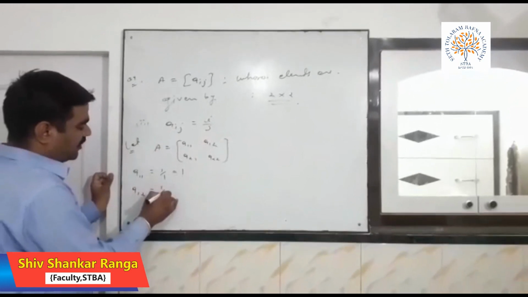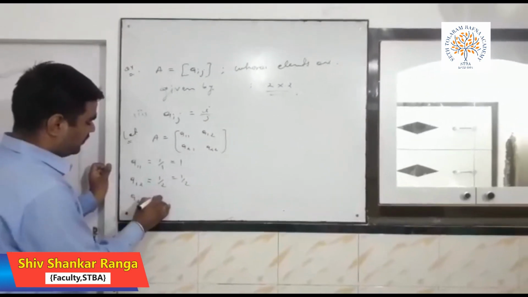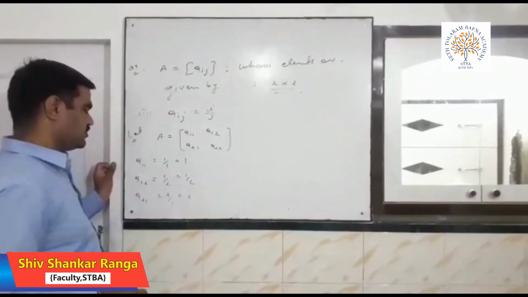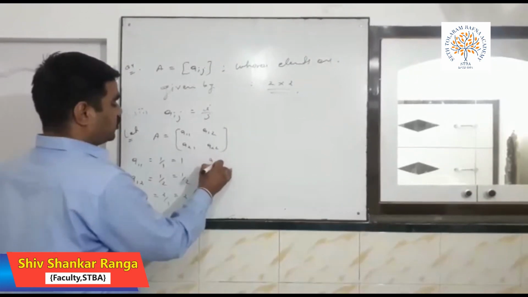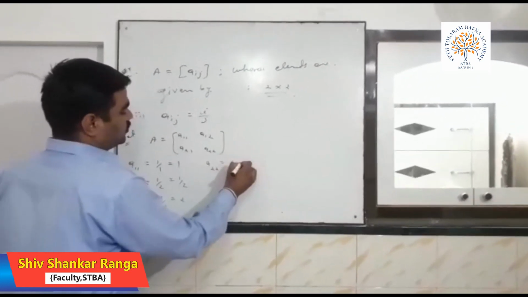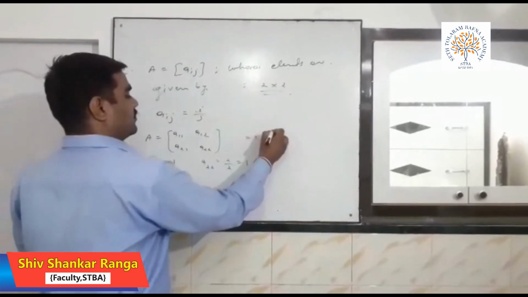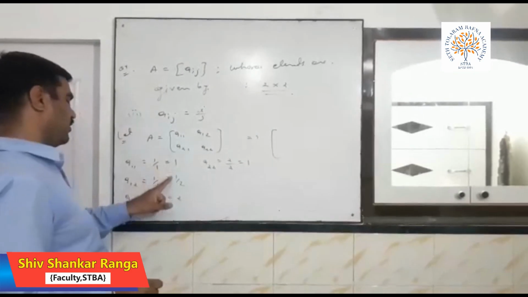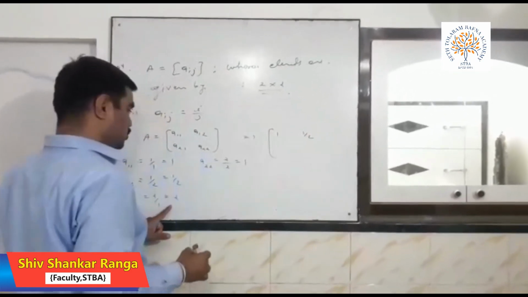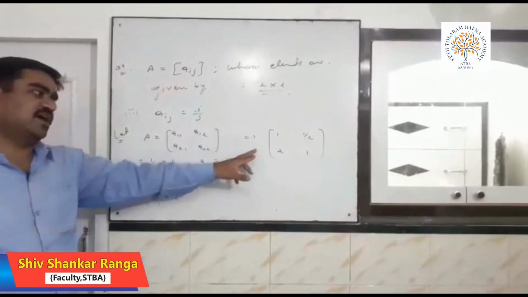A12 is 1 by 2, the result is 1 by 2. A21 is 2 by 1, and the result is 2. And A22, put the value I as 2 and j as 2, the result is 1. Then the answer is 1, 1 by 2, 2 and 1 as the answer.